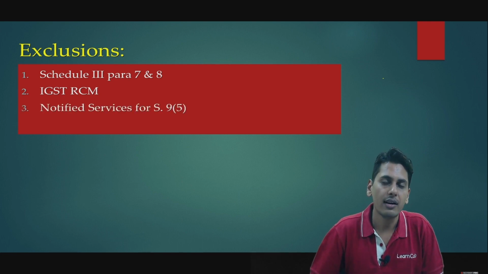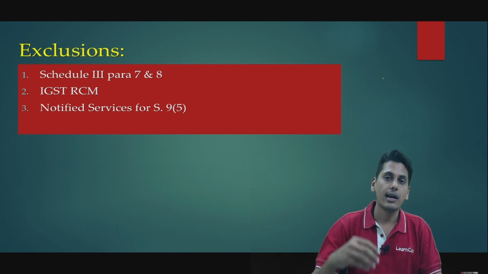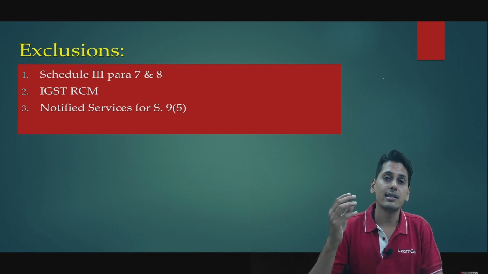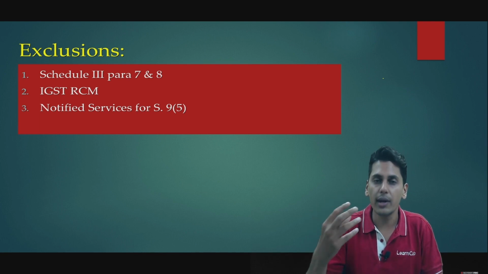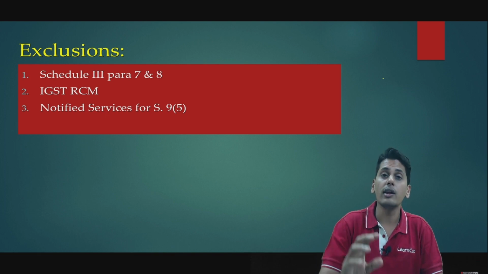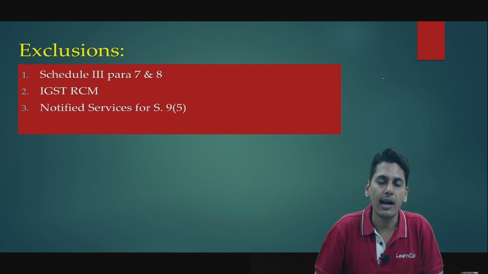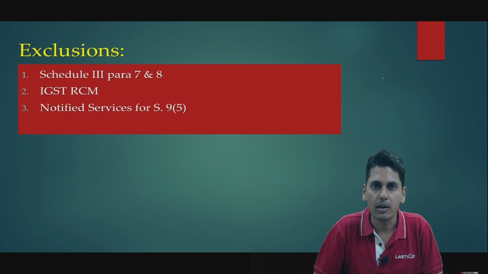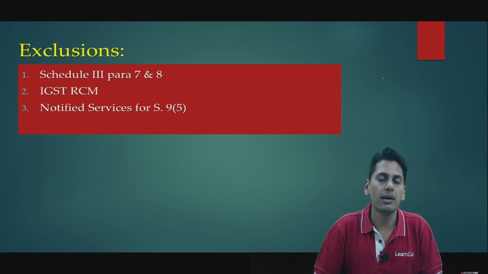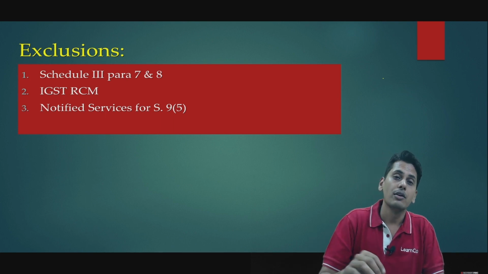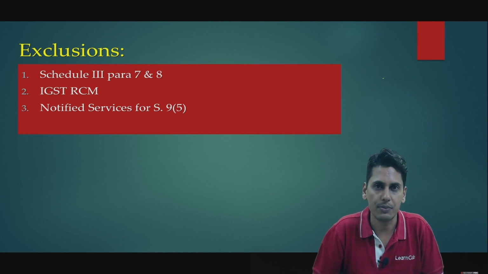Services which are notified under 9 subsection 5. Friends, according to 9 subsection 5, when notified services are supplied through an electronic commerce operator, the electronic commerce operator is supposed to pay the entire GST liability. Now friends, this concept, if you remember, it is sufficient. You need not remember which services are notified under 9 subsection 5.